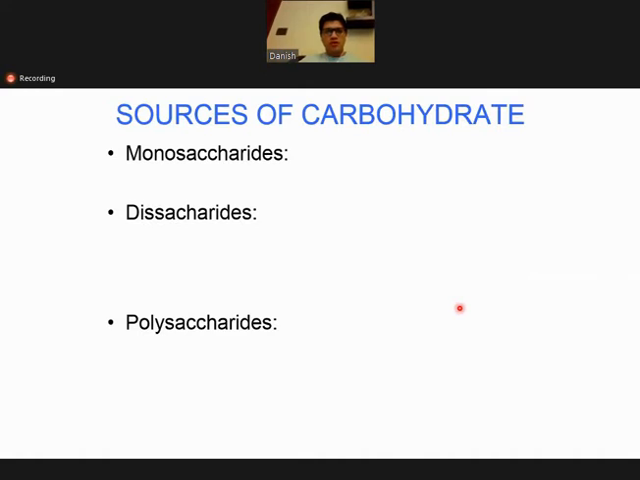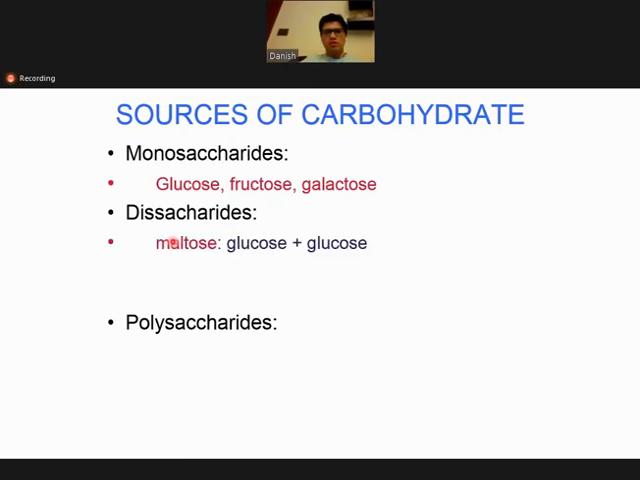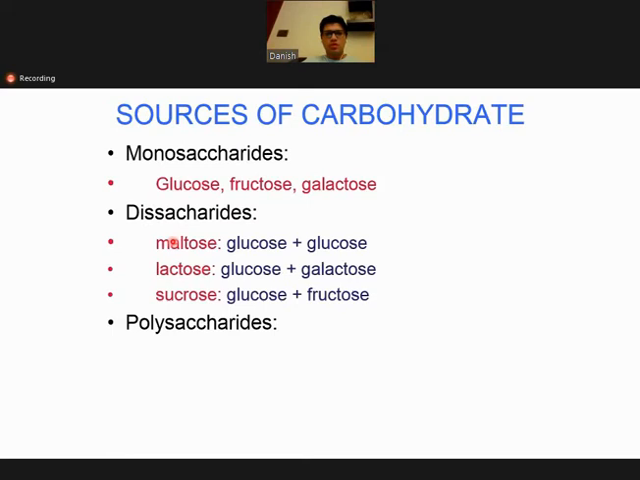The sources of carbohydrates can be classified into mono-, di-, and polysaccharides. Polysaccharides are also known as complex carbohydrates. The complex carbohydrates are basically starch and glycogen. The monosaccharides are glucose, fructose, and galactose. We get glucose, fructose, and galactose from various food items. And then we have disaccharides like maltose, lactose, and sucrose.